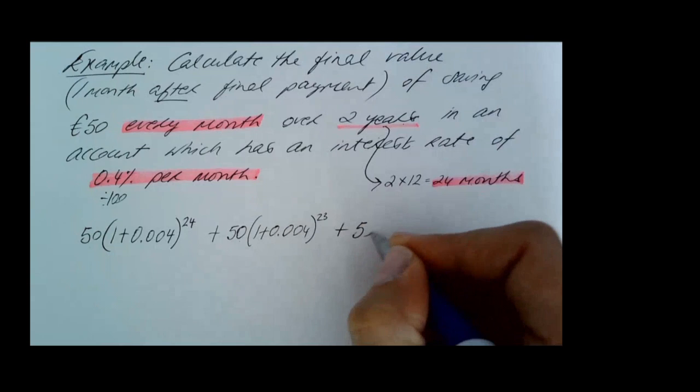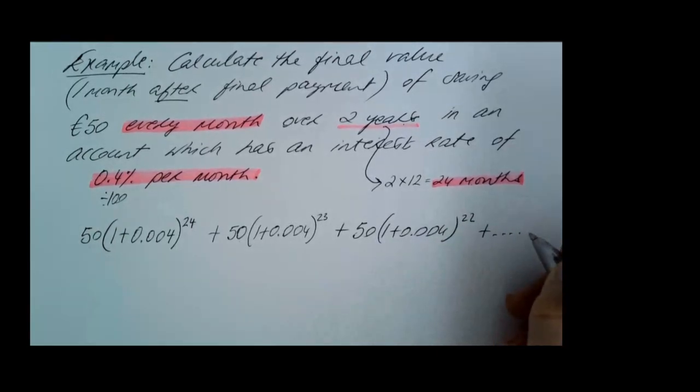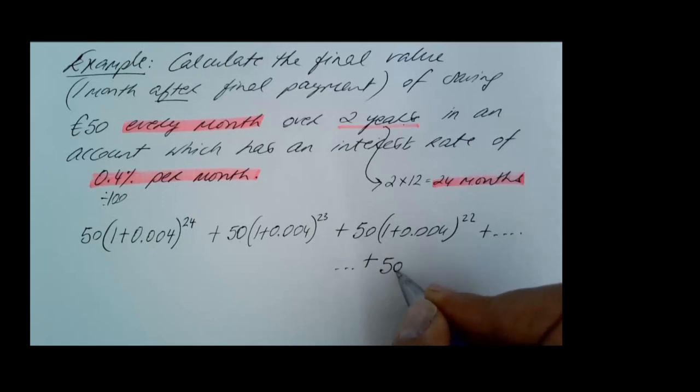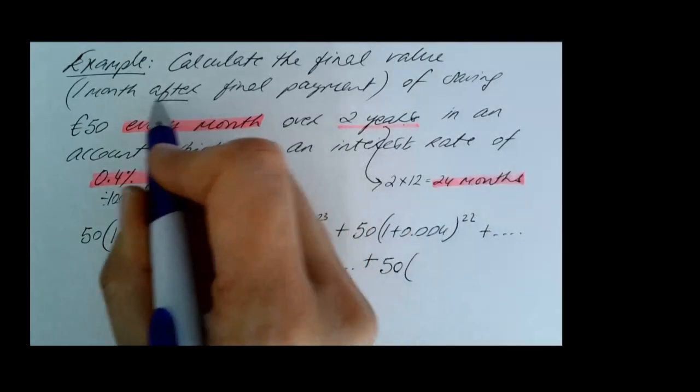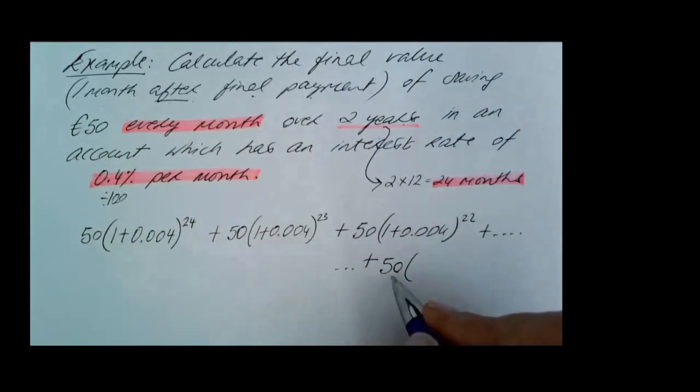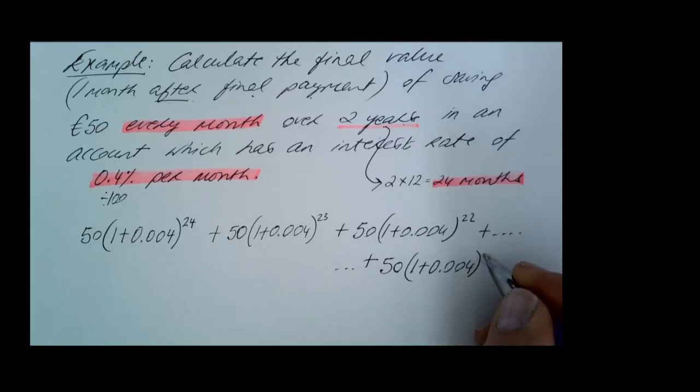The next installment, of course, will be 22, and so on to the final 50 euro installment at the end of the 2-year period. That final installment will be in, because I want it at the 1 month after the final payment, so that last calculation will earn that 0.4% in that final month because we want the value at the end of the month. But that final payment will only be in, of course, for 1 month. It will be the last month's installment.